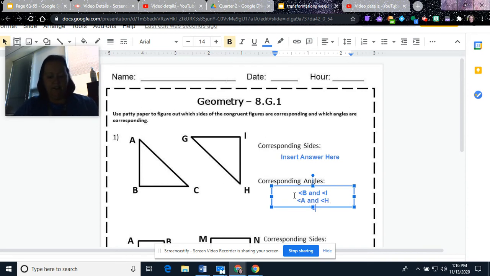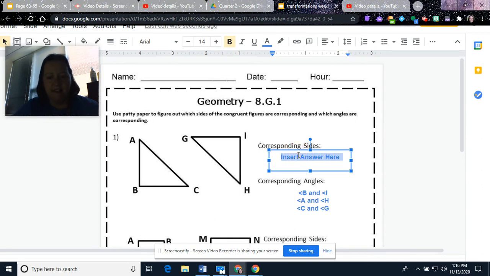And then that leaves angle C and angle G. The corresponding sides: if AC is the hypotenuse, that's going to match up with GH. So AC and GH. And then AB here would match up with HI. And then, which one haven't I used yet? BC would match up with GI.